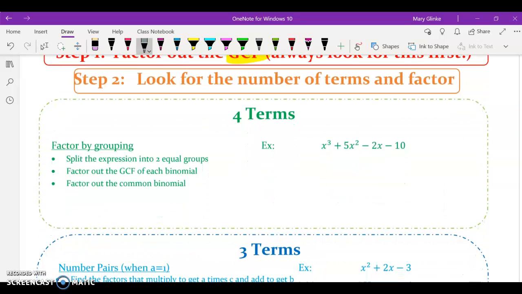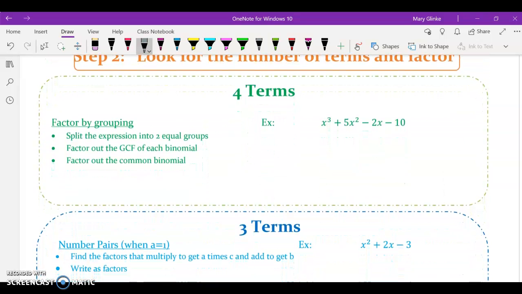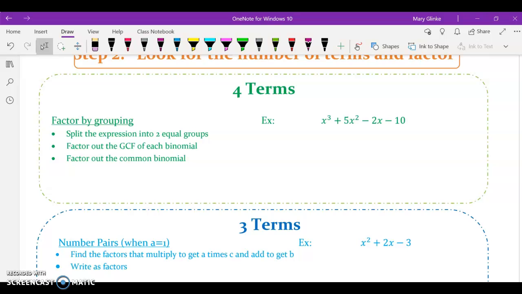So let's say we already took out the GCF and you have something that has 4 terms left. You can see the instructions on the left. We want to split the expression into 2 equal groups. So you're going to chop it down the middle. In each group, you want to identify what's the greatest common factor. These first 2 terms have an x squared in common. So we're going to divide out the x squared of each of those, and we're going to put that GCF out in front. We would be left with x plus 5.